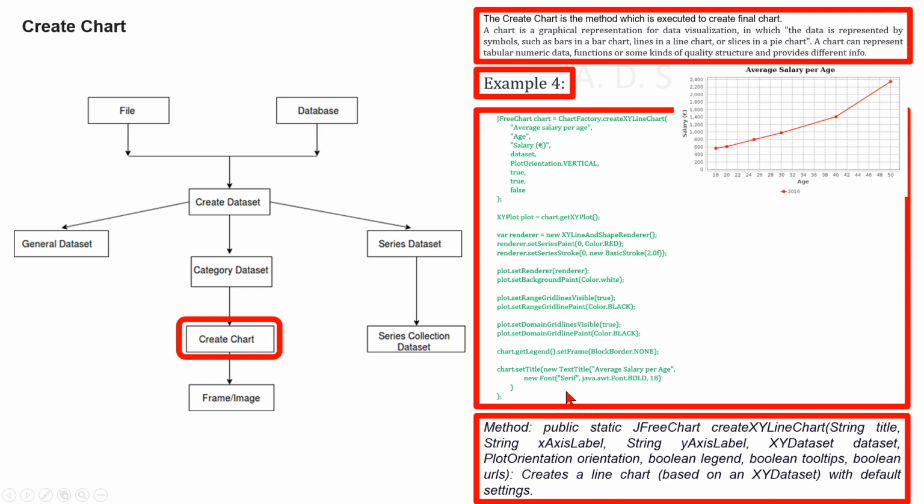So here the ChartFactory.createXYLineChart creates a new line chart. The parameters of the method are here: chart title, x axis label, y axis label, data, plot orientation, and the 3 flags indicating whether to show legend, tooltips, and URLs.